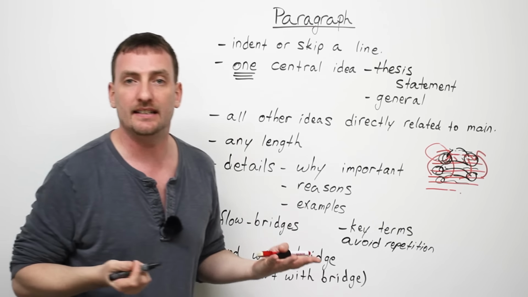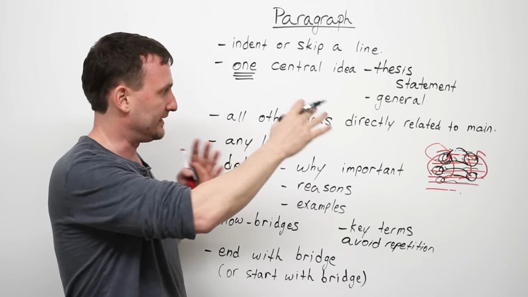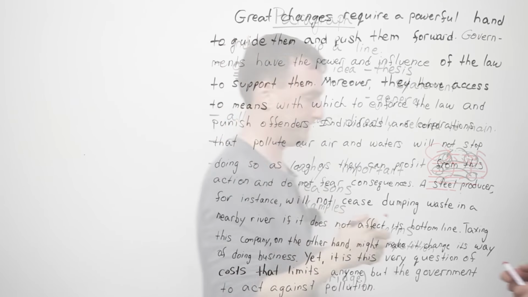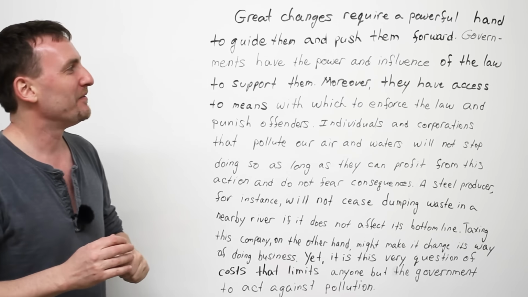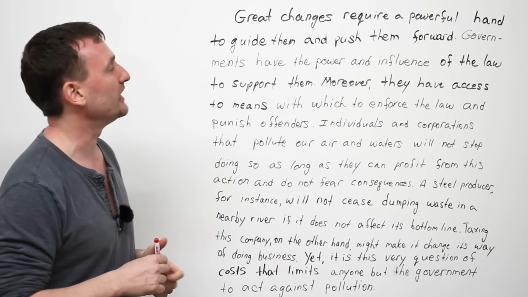Now, of course, the easiest way to understand all this is to look at an actual paragraph and see all these points in it. Okay? So let's do that. Okay, don't be scared. This is a paragraph. Okay? First, before we do anything, let me read it to you, so in case you can't see it clearly.